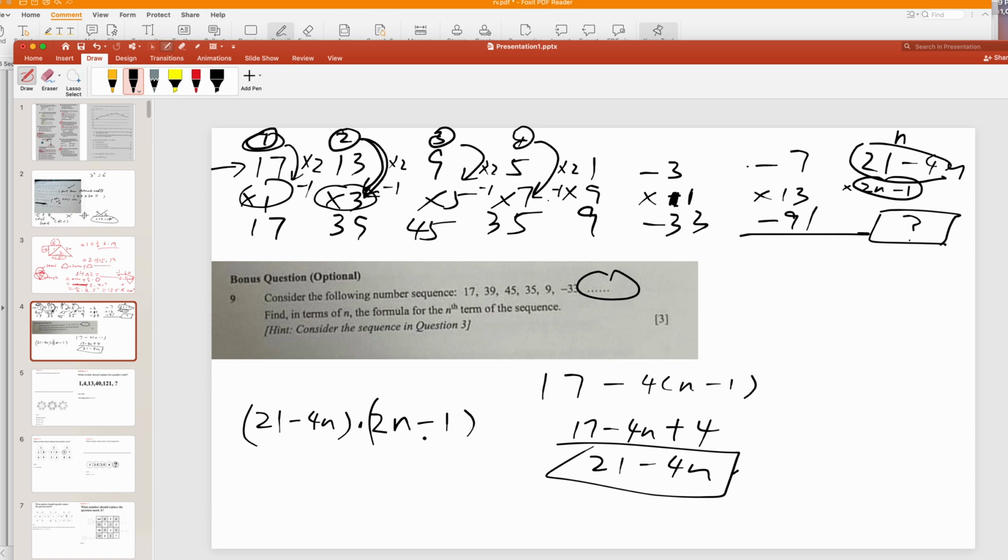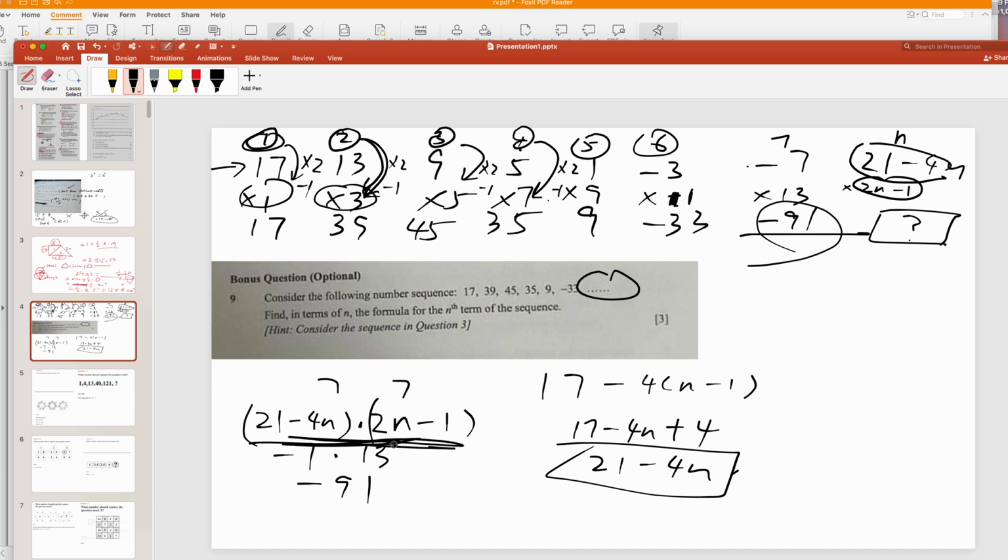Okay? We can test. 1, 2, 3, 4, 5, 6, 7. Okay, let's test the 7th one. So 21 minus 28 is minus 7, times 14 minus 1, which is 13. So this is negative 91. Correct. Of course, you need to simplify this one.